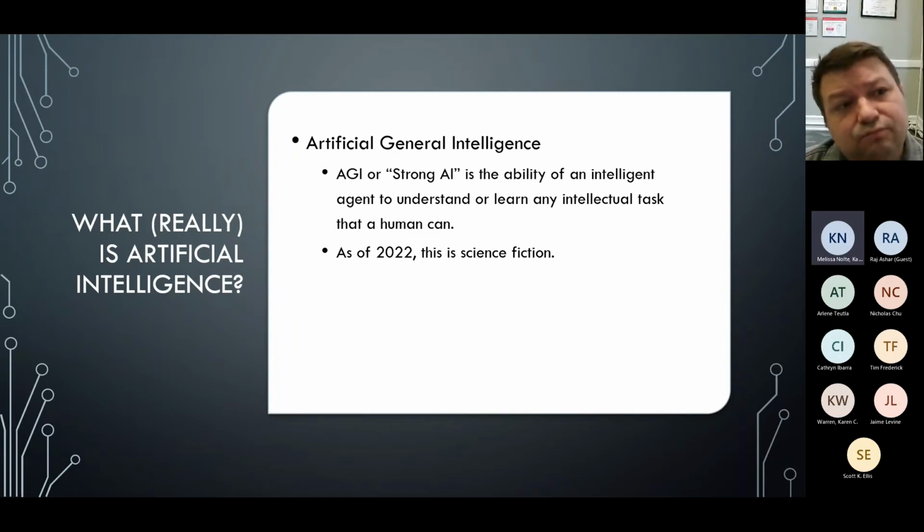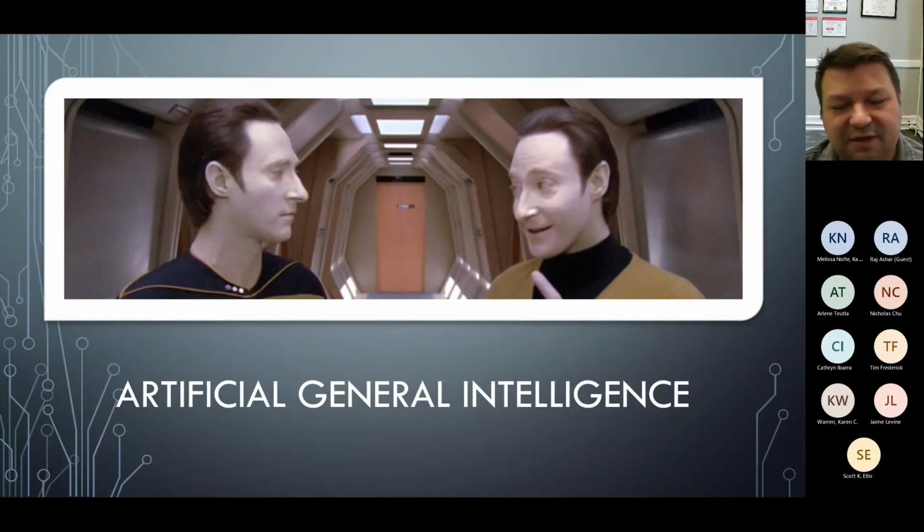So what really is artificial intelligence? First of all, there's artificial general intelligence. This is the ability of an intelligent agent to understand or learn any intellectual task that a human can. As of right now, this is science fiction. If you want an example, you can think of Data from Star Trek.